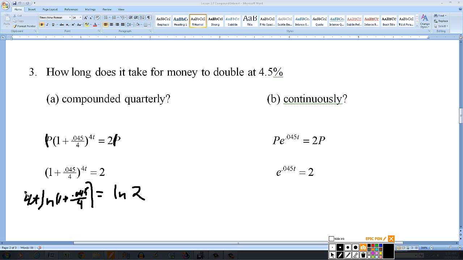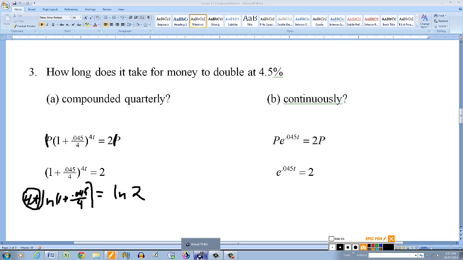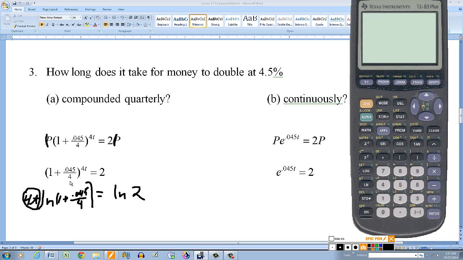First let's isolate this expression right here. If I divide both sides by the natural log, I'm going to do it in the calculator here. Easier for me to do it this way. So I'm going to divide both sides by the log of this expression right here. What this is going to give me then is ln of 2 divided by ln of 1 plus 0.045, and that's divided by 4. Hit enter.